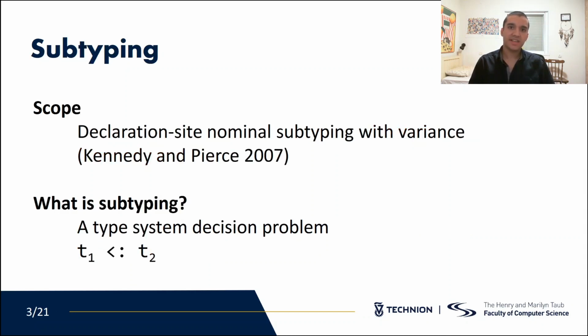We address declaration site nominal subtyping with variance. You can find this form of subtyping in your favorite programming languages like C# and Scala. Subtyping is basically a type system decision problem. Given two types, T1 and T2, the type system should decide whether T1 is a subtype of T2.